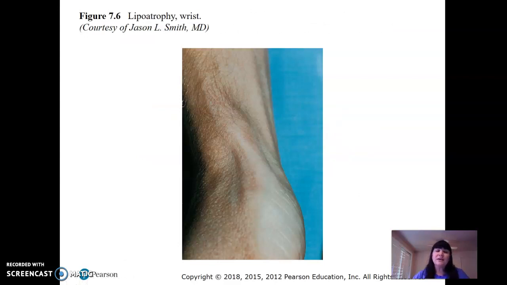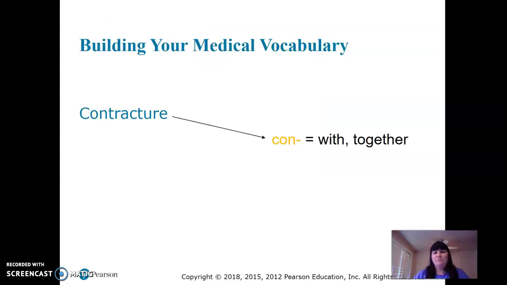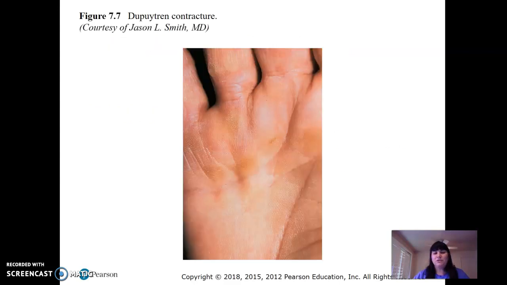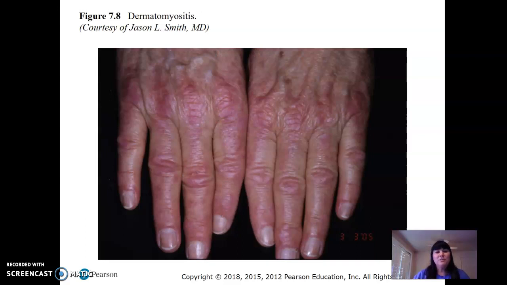Lipoatrophy. Atrophy is like wasting away. So if there's wasting away of the tissue, then building your medical vocabulary. I'm just going to go ahead here. Sometimes people, their tendons get inflexible and the muscles, it's just hard for them to move. And that's where they talk about this.